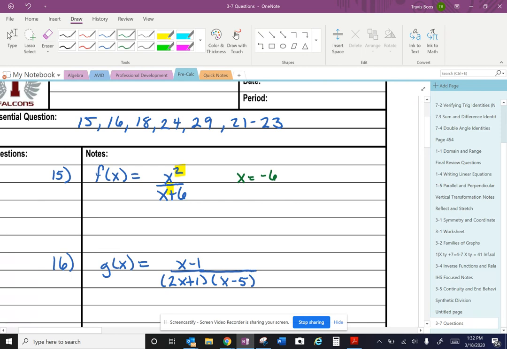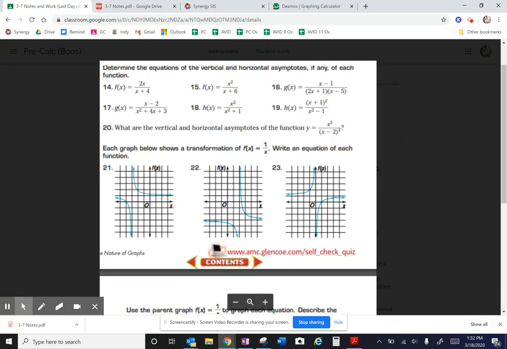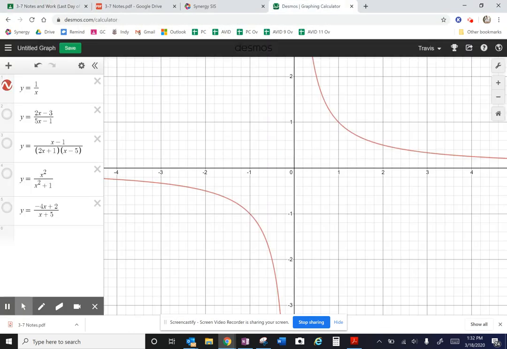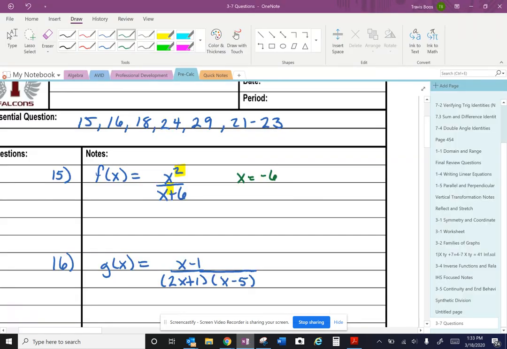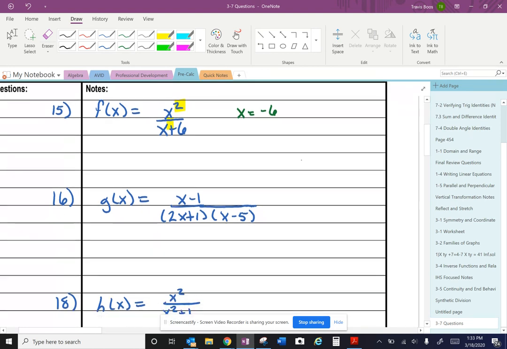You can look that up in Desmos and see that there is a vertical asymptote at x equals negative 6. Why? Because our function becomes undefined when x equals negative 6. And again, there's no horizontal asymptote.